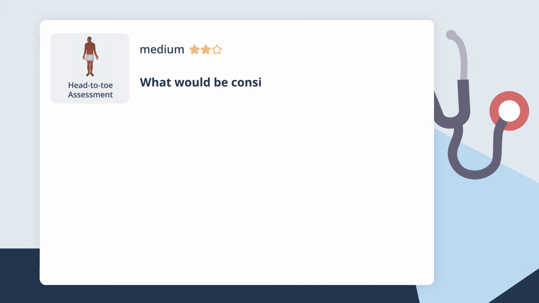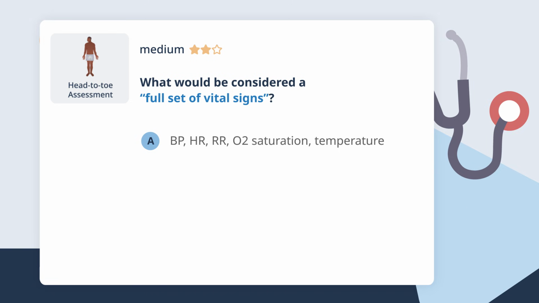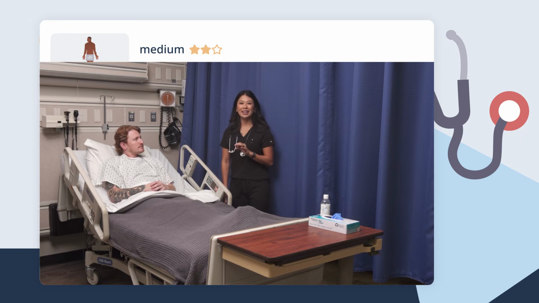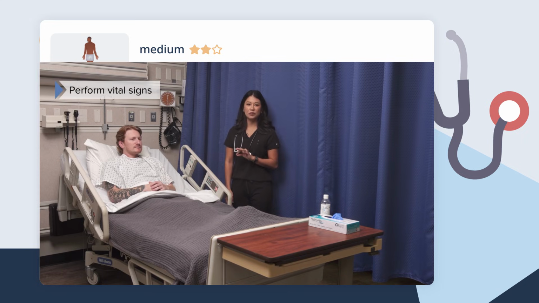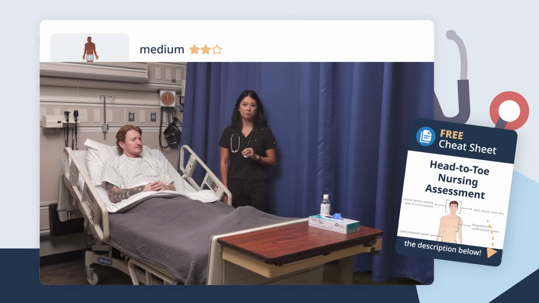What would be considered a full set of vital signs? So this would be a great time to go ahead and get a full set of vital signs. That's going to give us a really good indicator of his hemodynamic status. So I get a blood pressure, a heart rate, a respiratory rate, an oxygen saturation, as well as a temp. Now, if any of those are critical or abnormal, we want to make sure we report those.